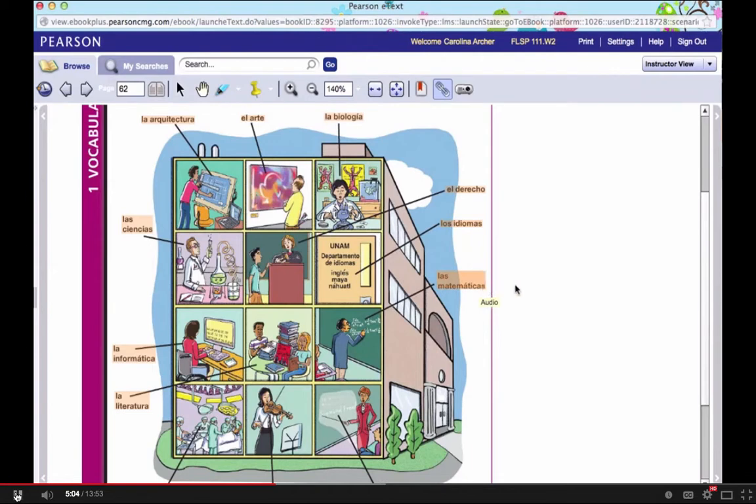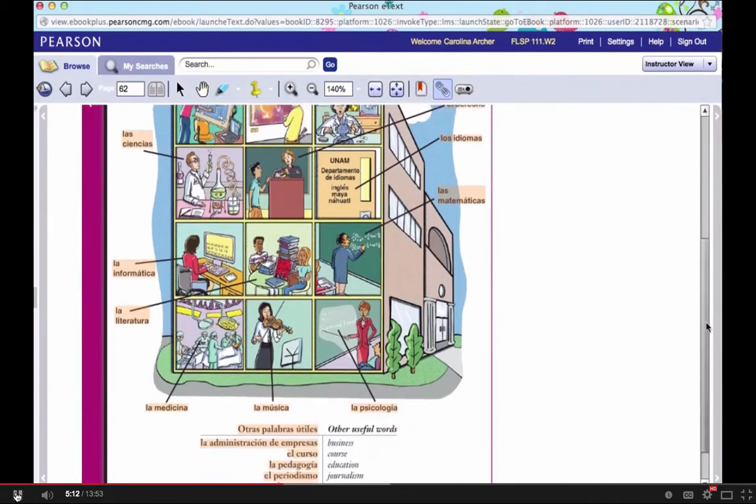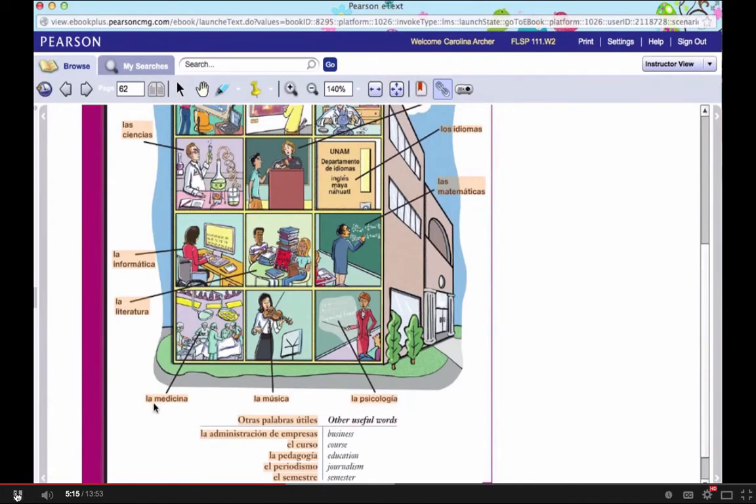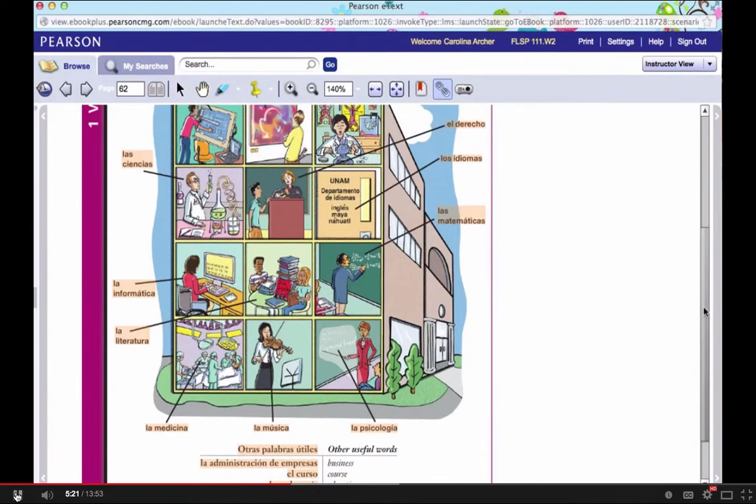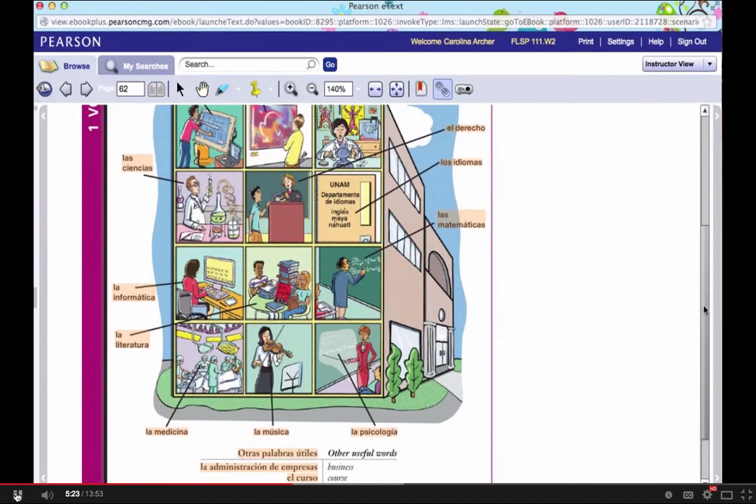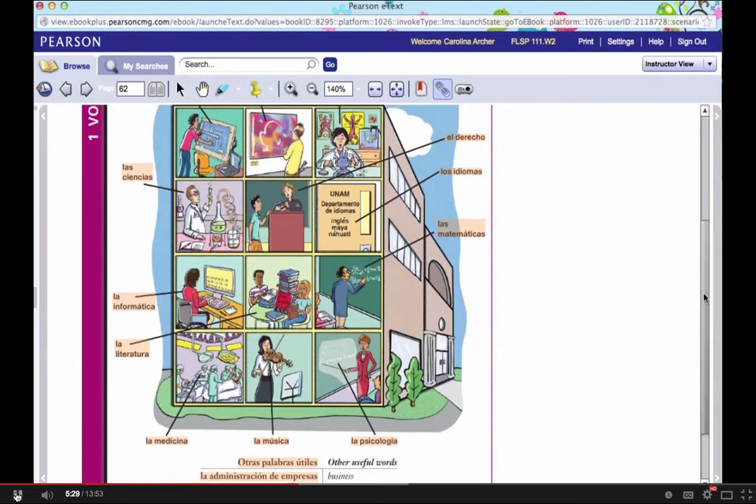Okay, los idiomas, foreign languages, las matemáticas, la informática, computer science, la literatura, la medicina, la música, la psicología. The first P is not pronounced, okay? Just like in English, you say psychology, and you don't pronounce a P. The same thing in Spanish, psicología, okay?